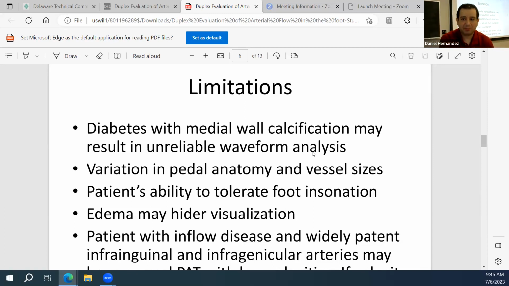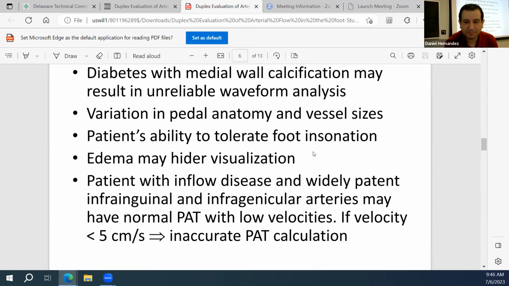Some people can't tolerate anything touching the foot, particularly patients who might have some sort of diabetic pain or issues, maybe neuropathy. Patients also might be very edematous. The foot might be very swollen, which might hinder visualization.